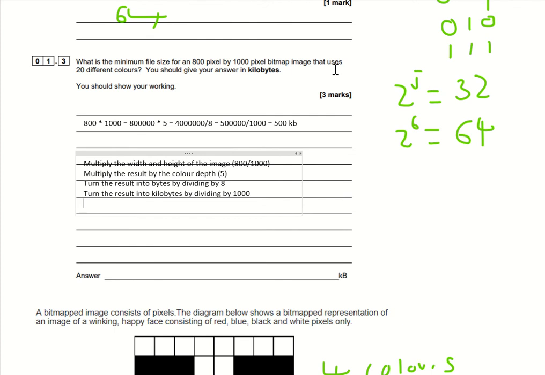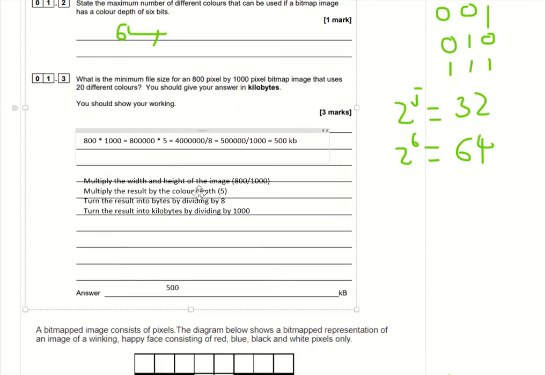Okay. If it asks you to then turn it into megabytes, you can divide by 1,000 again, gigabytes, divide by 1,000 again, and so on. But generally speaking, you don't get those kind of questions. So our answer here is 500 kilobytes. There we go. So 3 marks for that question.